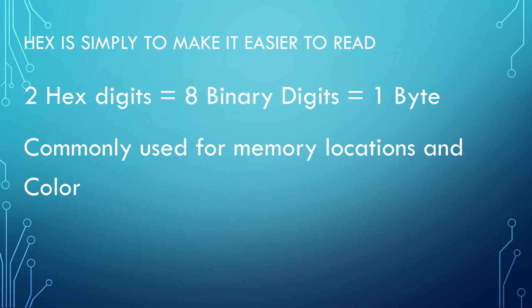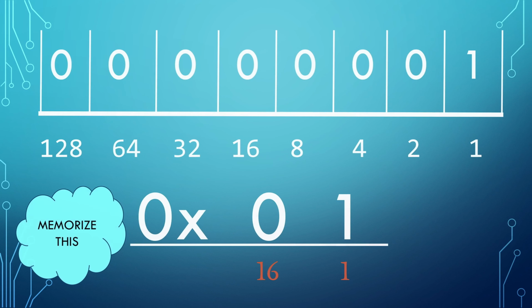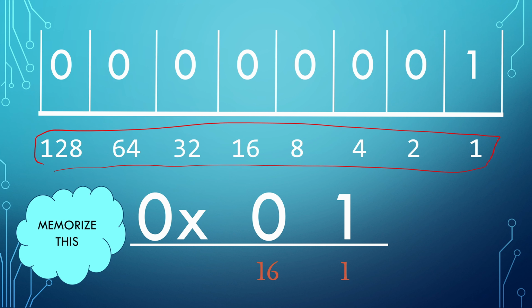Two hex digits is the same as 8 binary digits, which is the same as 1 byte. So we can represent a byte using 2 hex digits. It's commonly used for memory locations and color specifically. Those are the most common uses for it in computer science. So this is your chart, or the set of charts really, to better understand binary and hex. If you understand these values and can write them out, you're good to go, because you'll be able to convert most commonly used binary digits. Well, really, you can convert anything that's in byte form.